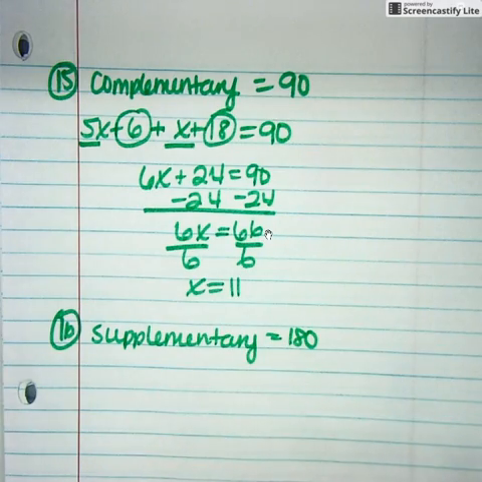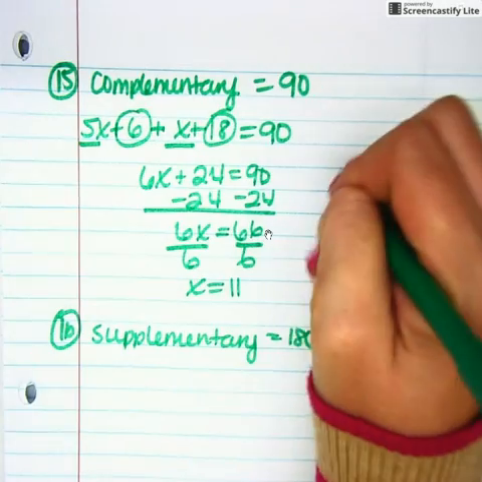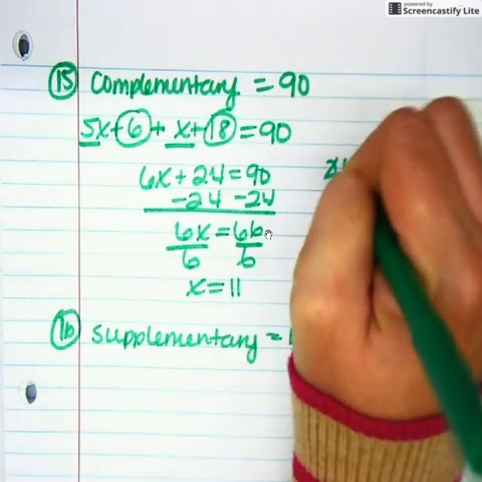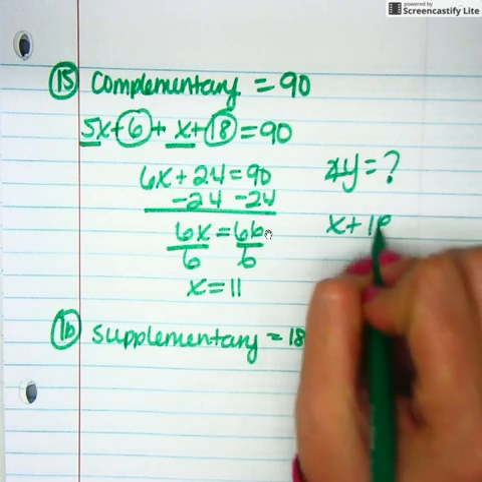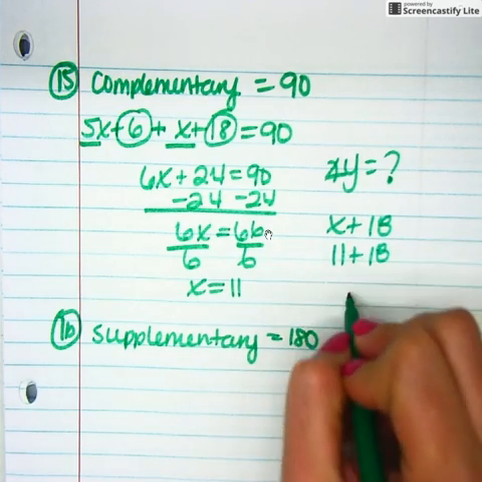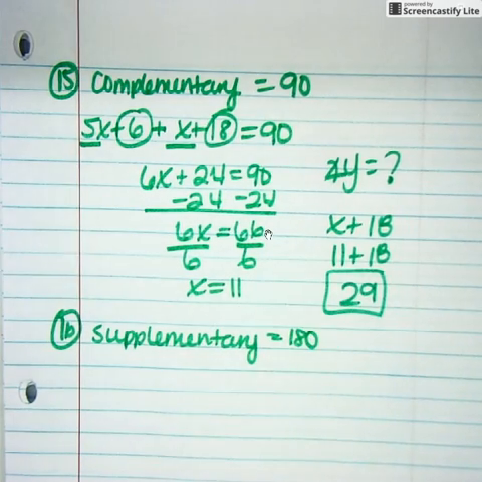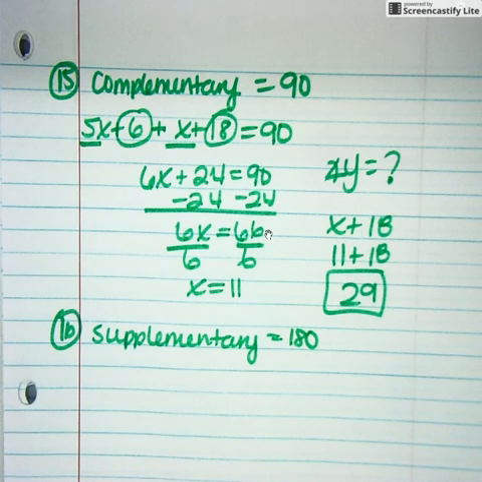Okay, remember, it doesn't ask for x. It actually asks here for the measure of angle y. Okay, y was x plus 18. So my final answer is going to be 11 plus 18, or 29. You'll do the same process for the next one, for number 16 on supplementary. You're just going to set it equal to 180.